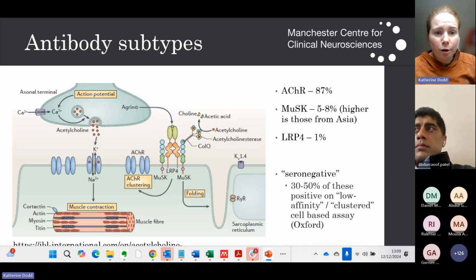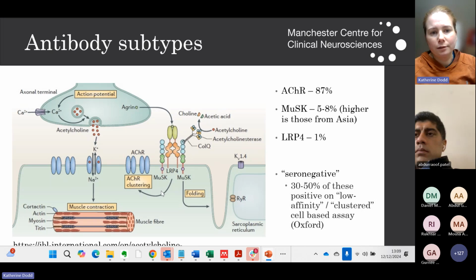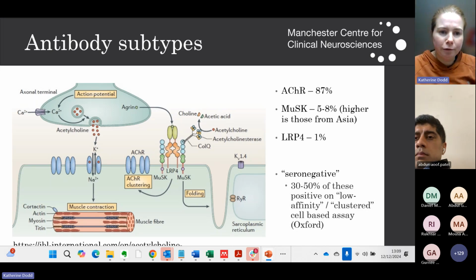So AChR are the most common antibody type, but the second most common antibody type is MuSK. So MuSK is a protein that helps with AChR clustering. So the receptors don't just sit in regular patterns along the membrane. They tend to cluster at the top of the folds, and MuSK is needed to enable it to do that.